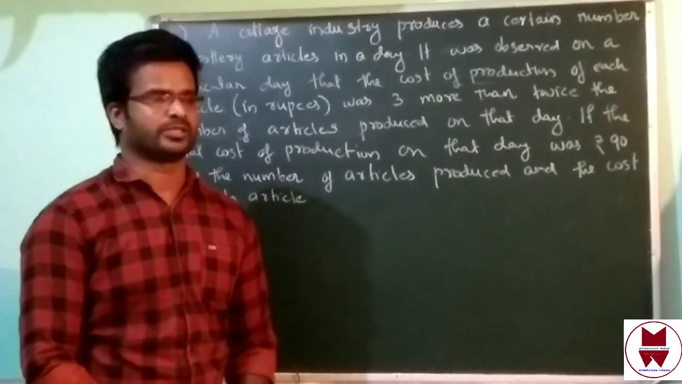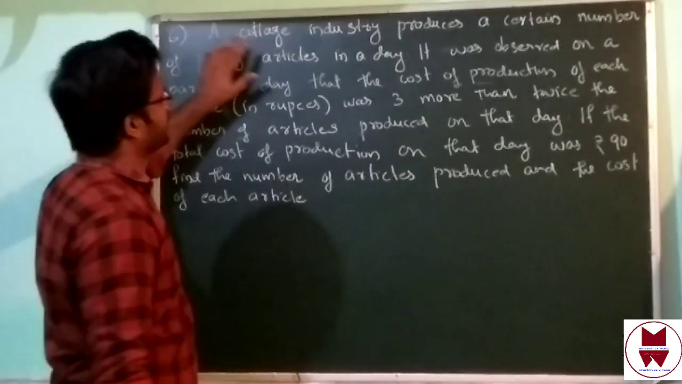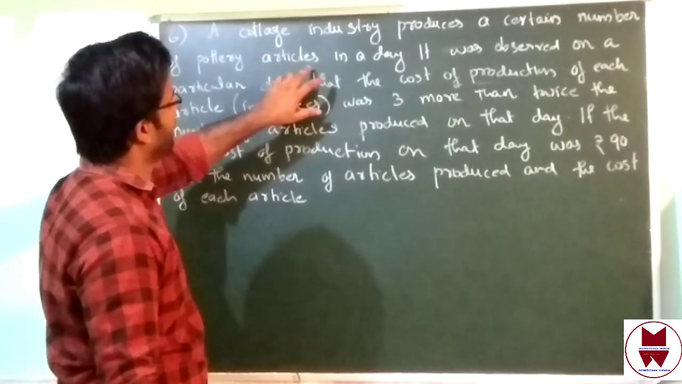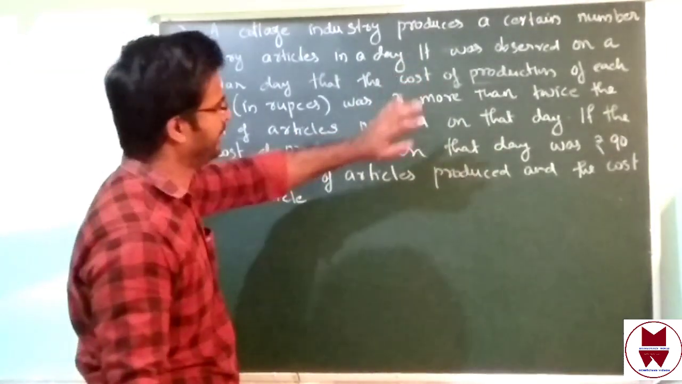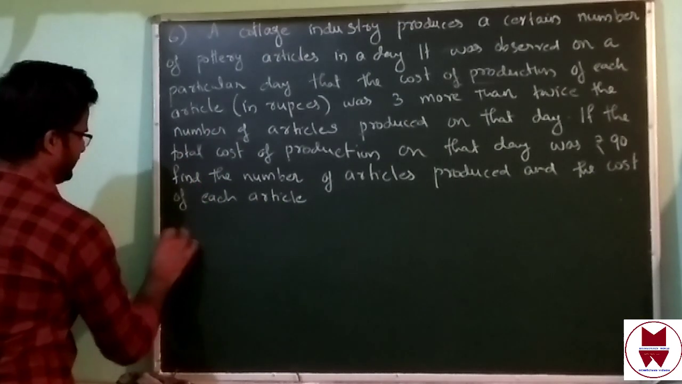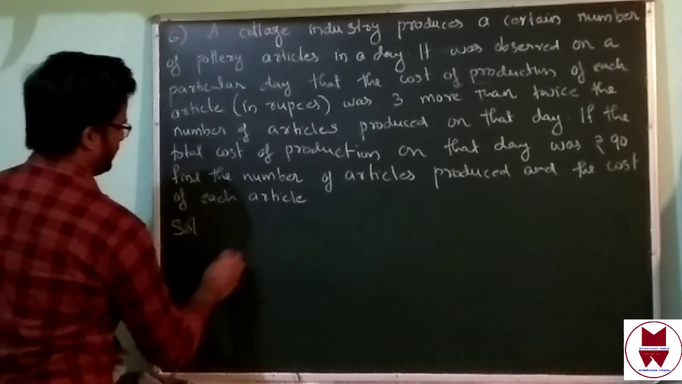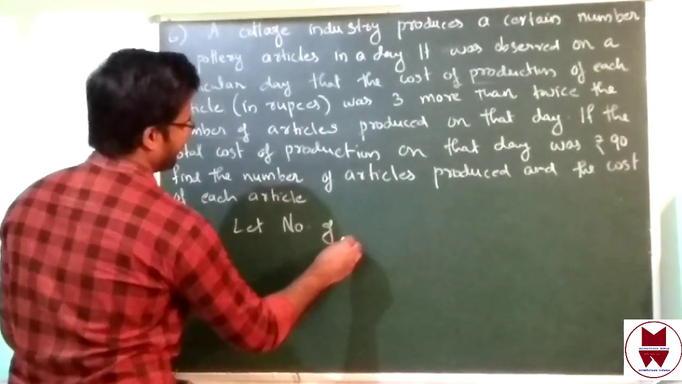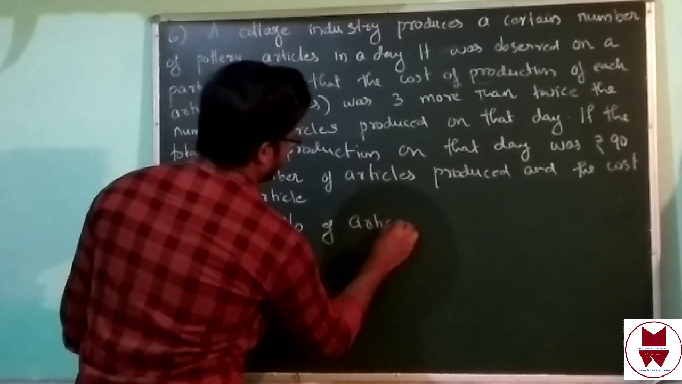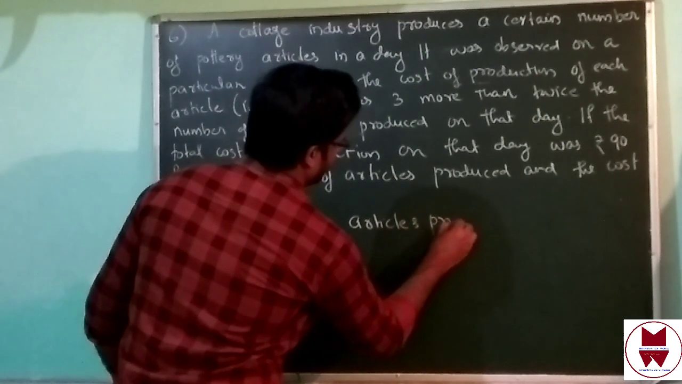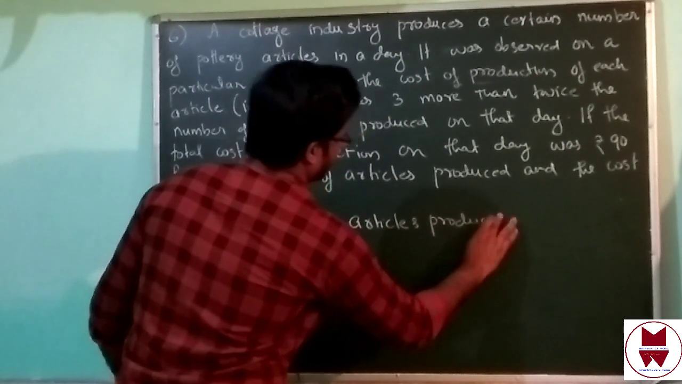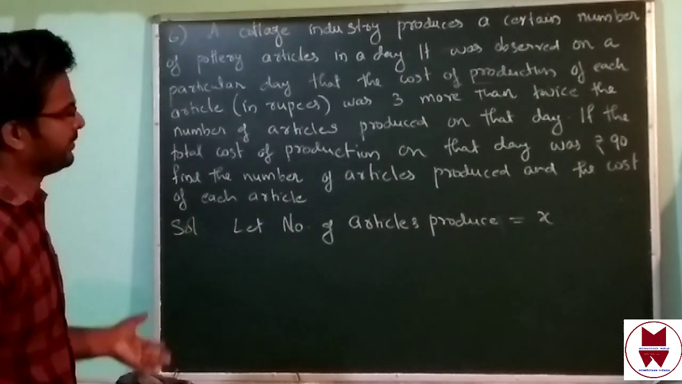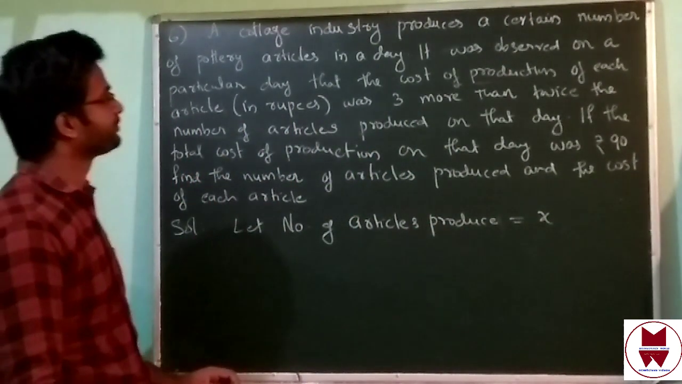Now we can see question number 6. A cottage industry produces a certain number of poultry articles in a day. Then we can take that as x. Let the number of articles produced equal x. We don't know how many articles they used to make.